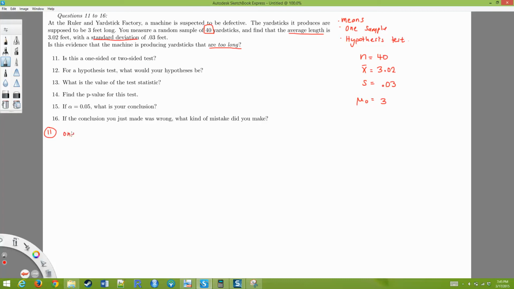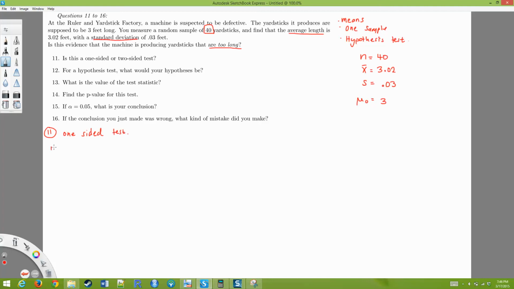One-sided test, okay? Because we're asking if they're too long. So words like too long, too short, more, less, those types of things are one-sided. Two-sided tests use words like, are they different? Has it changed? Things that don't imply whether one thing is expected to be bigger than the other. Okay, so this is a one-sided test.